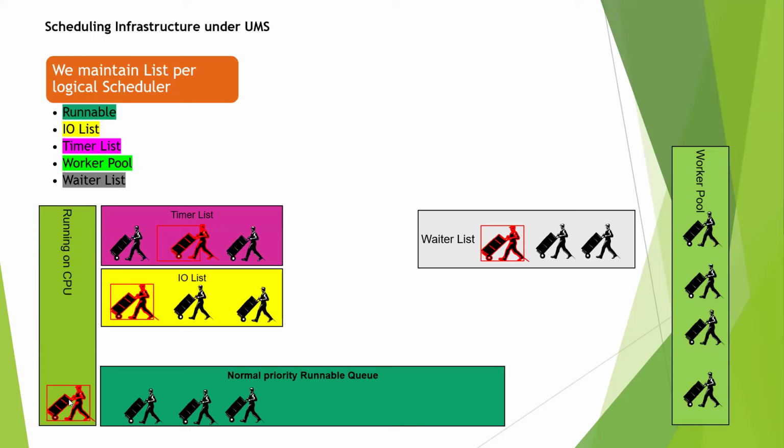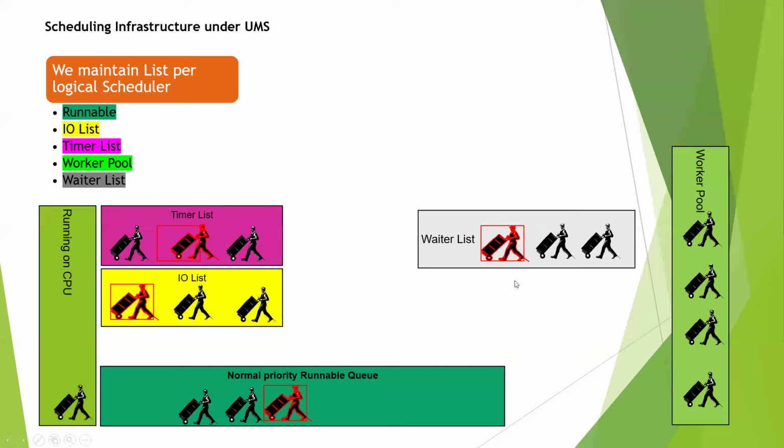Suppose, for example, the thread which is coming out of the CPU. If it comes out of the CPU, for whatever reason, it will go to the end of the runnable queue. It will not immediately execute. The first one in the runnable queue will go ahead and execute on the CPU.